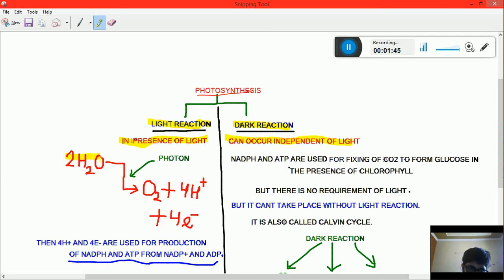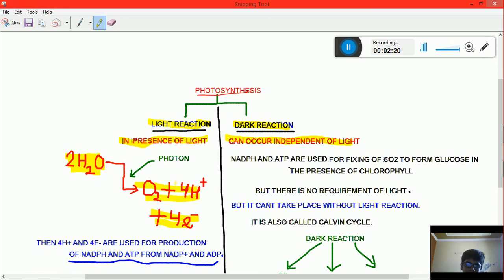Basically, as we know, water is supplied by the roots. The roots absorb water from the soil and send it to the leaves. The water absorbed by the roots is converted into oxygen. Two water molecules are converted into one oxygen molecule and 4 hydrogen ions. What is the meaning of ion? An ion is a simple atom or molecule that has a charge in it. So it forms 4 hydrogen ions and releases 4 electrons.